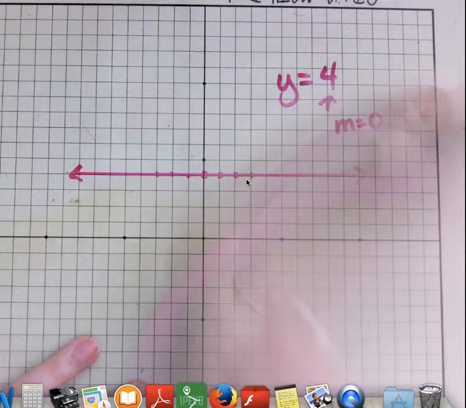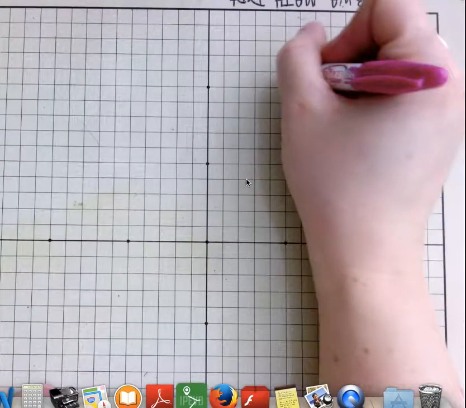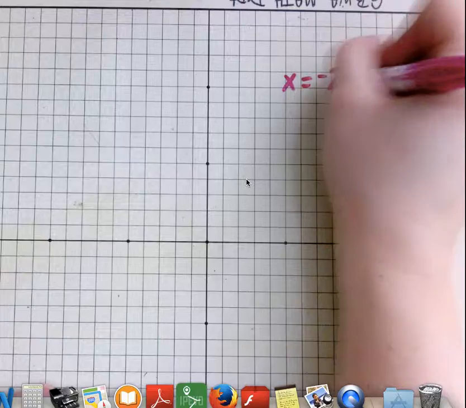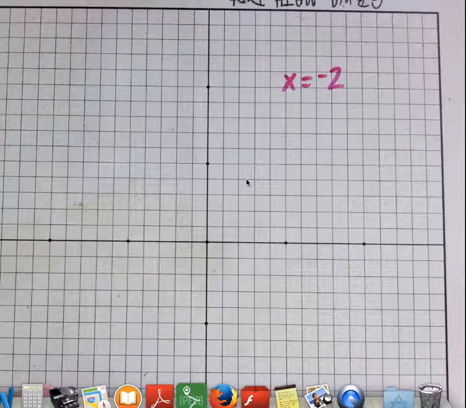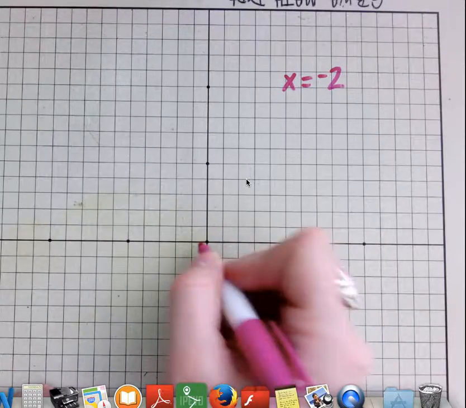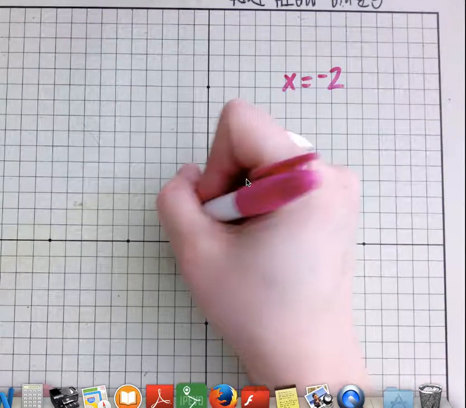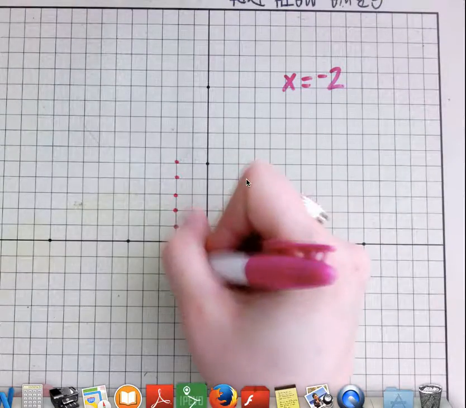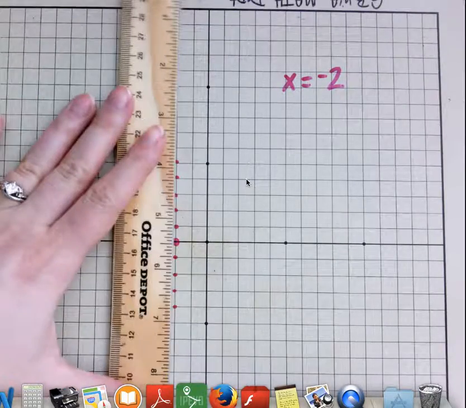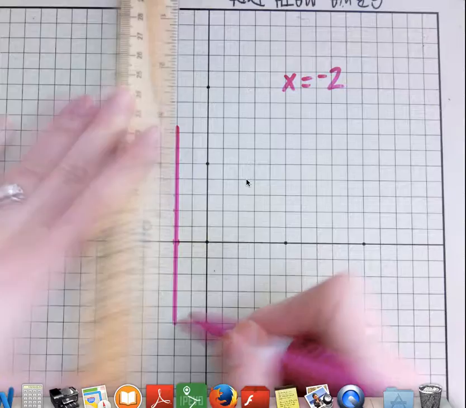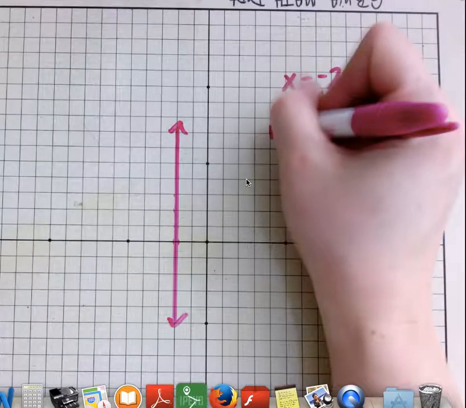The other type of line we could get would be a vertical line. And a vertical line is going to look like something like this. X equals -2. Well, here, I don't have a y-intercept, so I'm never going to cross the y-axis. And do you remember what the slope of a vertical line is? It's not 0 because that's the horizontal line. This has a slope that is undefined.